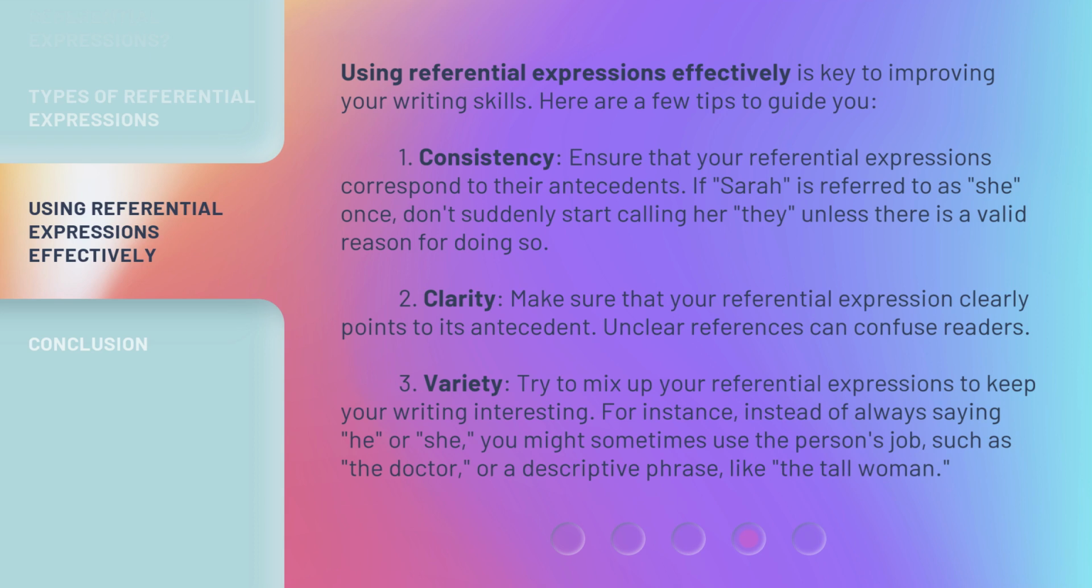Make sure that your referential expression clearly points to its antecedent. Unclear references can confuse readers. 3. Variety. Try to mix up your referential expressions to keep your writing interesting. For instance, instead of always saying he or she, you might sometimes use the person's job, such as the doctor, or a descriptive phrase, like the tall woman.